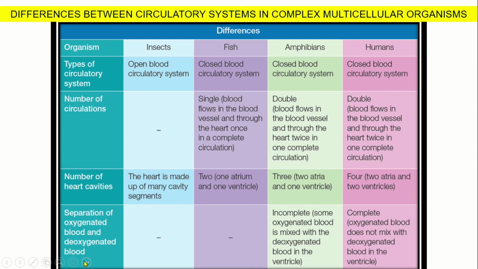The separation of deoxygenated and oxygenated blood is different in amphibian and human. Humans have complete separation of oxygenated blood and deoxygenated blood. Meanwhile, the amphibians have some oxygenated blood mixing with the deoxygenated blood.